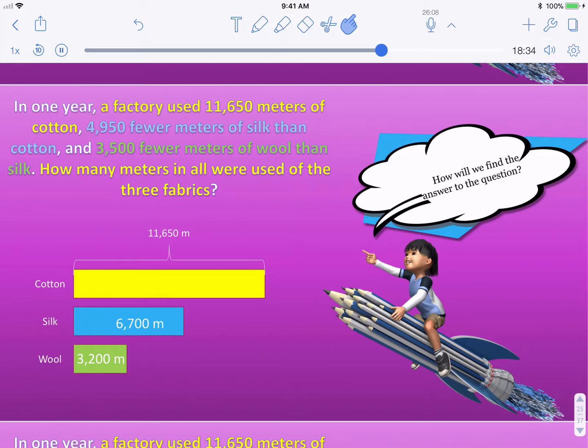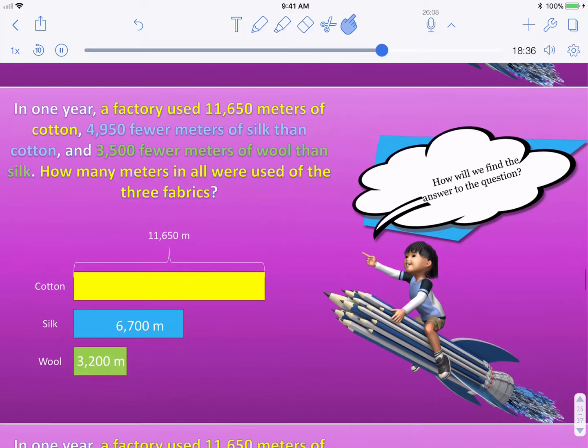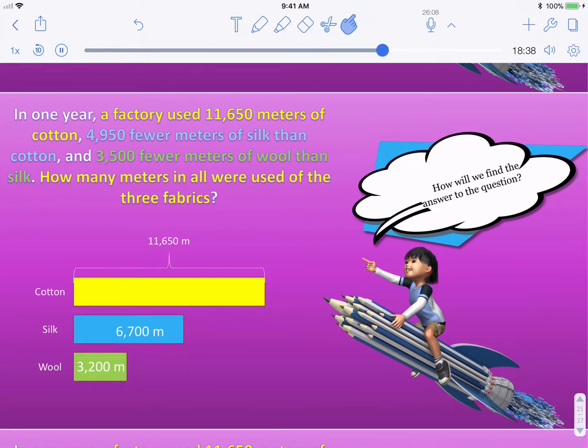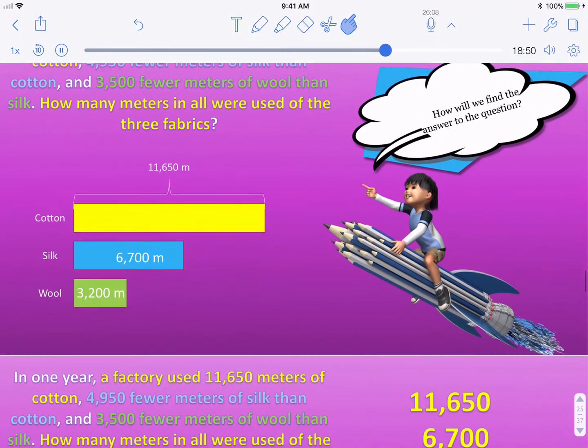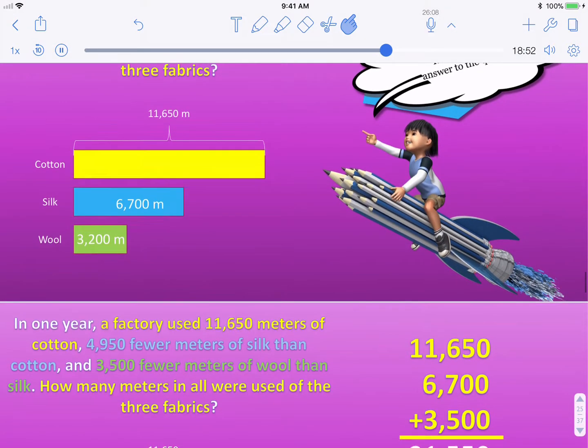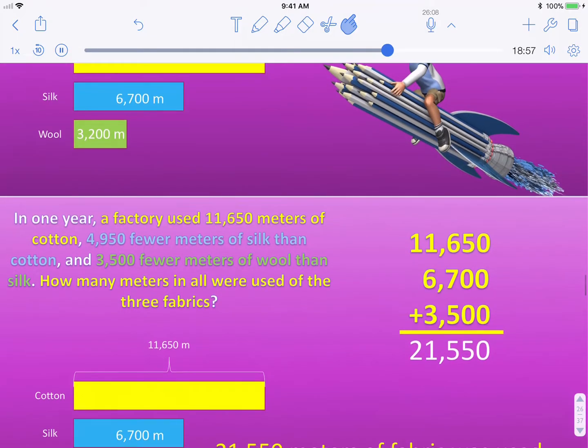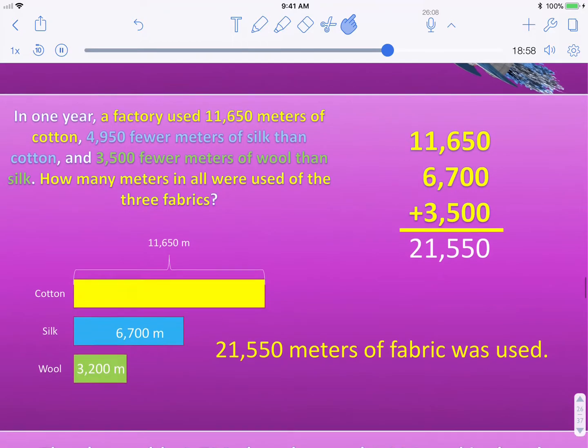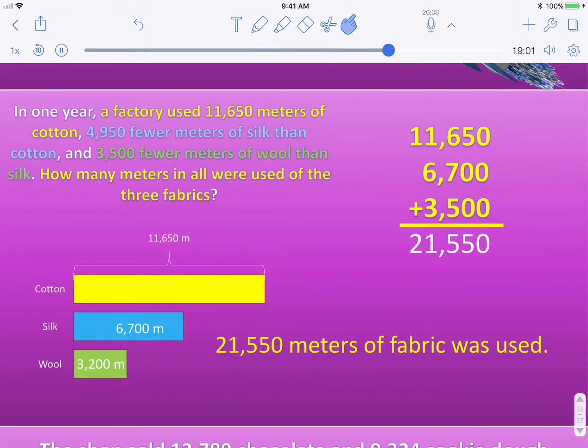Okay. How will you find the answer to the question? What are you going to do? You're going to add them. So, how many meters in all were used of the three fabrics? 21,550 meters of fabric was used.